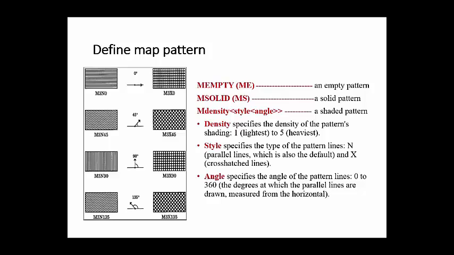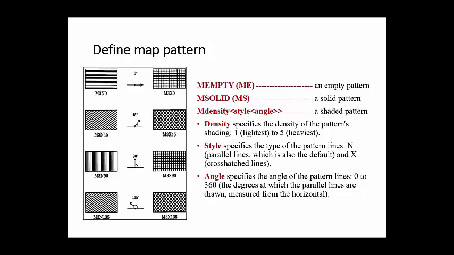Here, we are going to talk about the pattern of the map. It is a good way to differentiate different areas in a map. There are 3 main values needed: the density, style, and angle. The first number specifies the density of the pattern's shading. 1 is the lightest to 5 the heaviest. Then, a letter specifies the type of the pattern lines. N is the default parallel lines, and X is the cross-hatched lines.